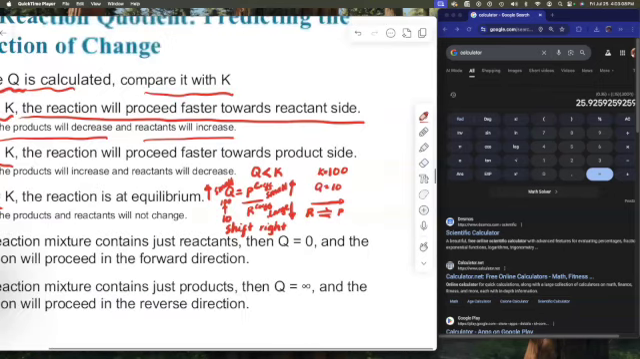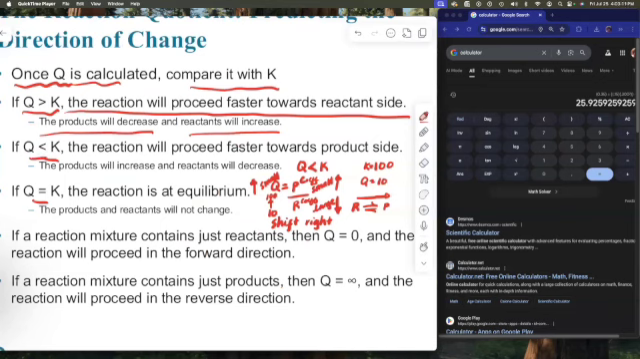So when we scroll over here, it says once again, when Q is less than K, the reaction will proceed faster towards the right side or product side. It's not saying the reverse reaction isn't taking place. Just the one that we want to increase becomes more dominant because it's trying to help the reaction get to equilibrium, okay? And in the process, we have more products, less reactants, and then we get to equilibrium.